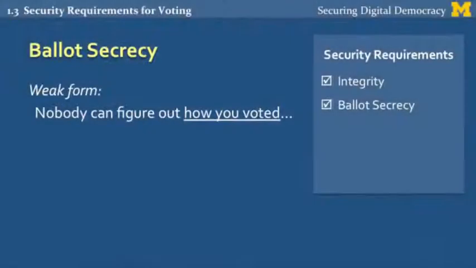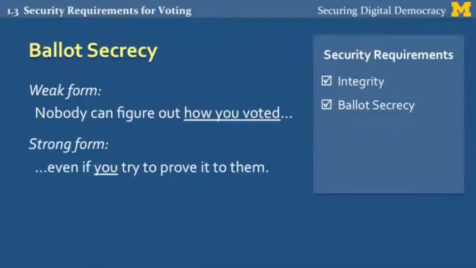But the real security mechanism that's built into our election requirements is a stronger form of this. It's not enough that nobody can figure out how you voted. We also ask that that should be true even if you want to or try to reveal to these other parties how you voted. Now, that's where the property gets really interesting.